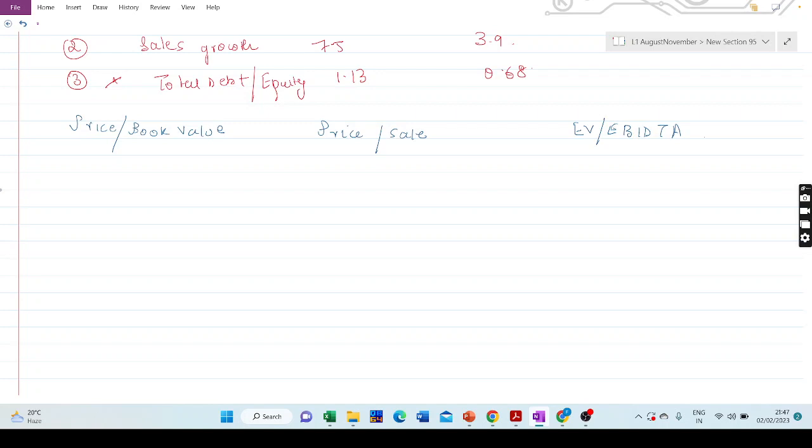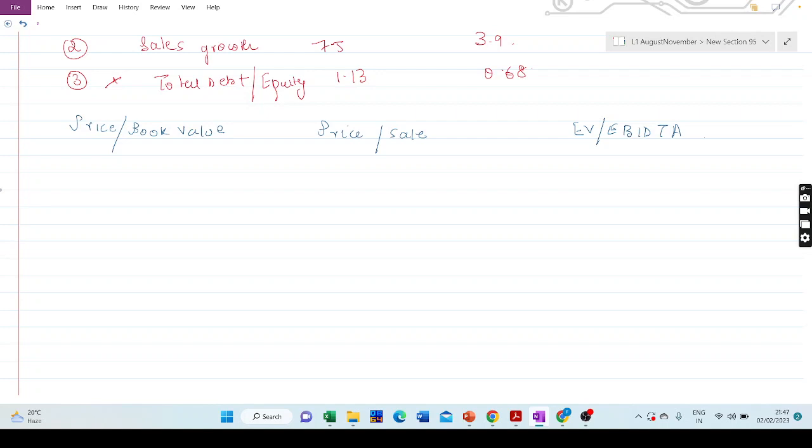Now we have to be very thorough with this chapter because equity valuation is a very big subject when we come to level 2, right? The emphasis given to equity valuation is a lot in level 2.